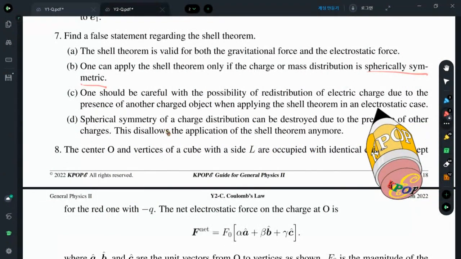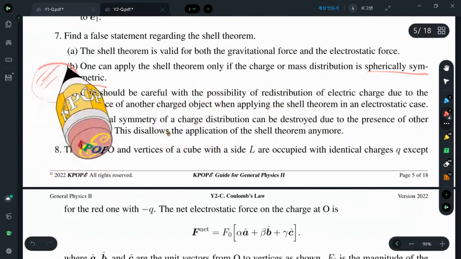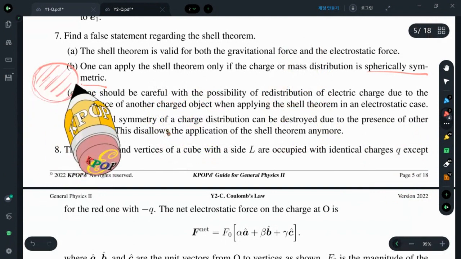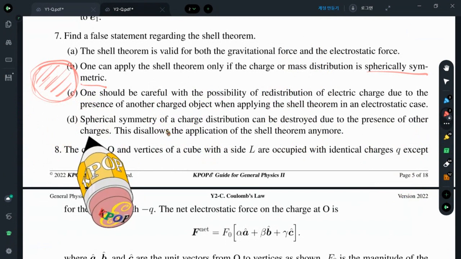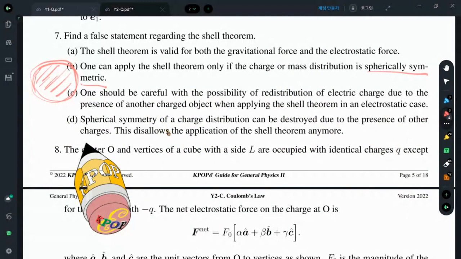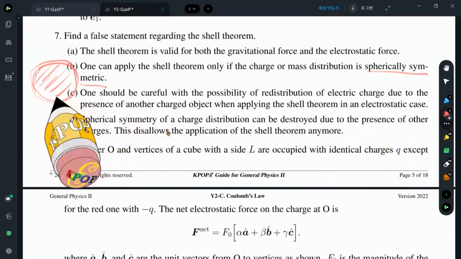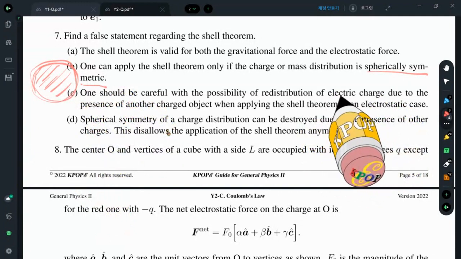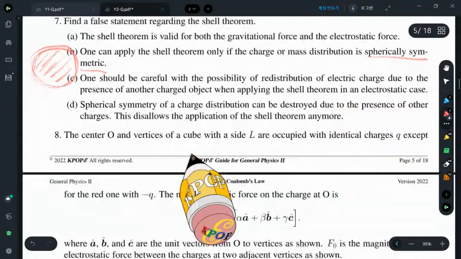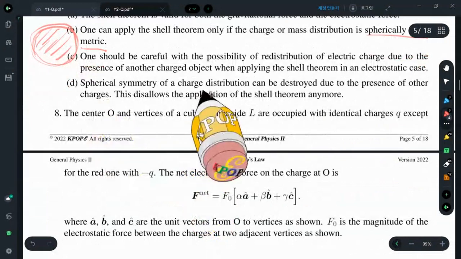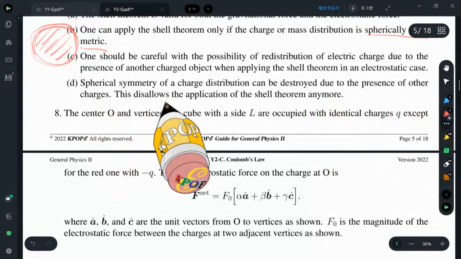Yes, in the case of a gravitational force, we usually consider a celestial body that is a kind of rigid body. The mass is not redistributed according to the gravitational force. But electric charge can flow here and there once the electric field is created. So it is a little bit more difficult than the gravitational problem. Spherical symmetry of a charge distribution can be destroyed due to the presence of other charges.